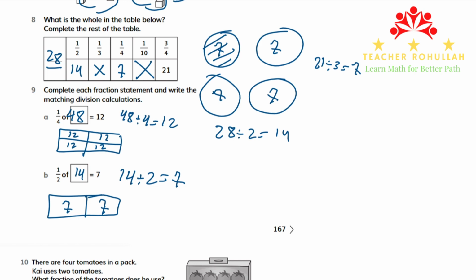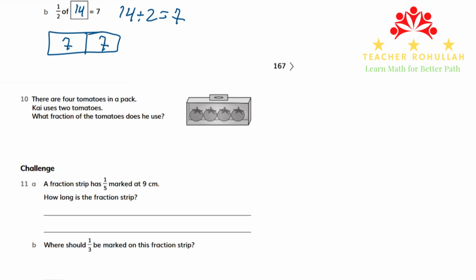Let's scroll down to go to question 10. In question 10 it says, there are 4 tomatoes in a pack. Kai uses 2 tomatoes. What fraction of the tomatoes does he use? Here we can get 2 fractions because we have 4 tomatoes. 1, 2, 3, 4. Now we can make the fraction based on the whole 4 tomatoes, or we cut them into groups of 2.